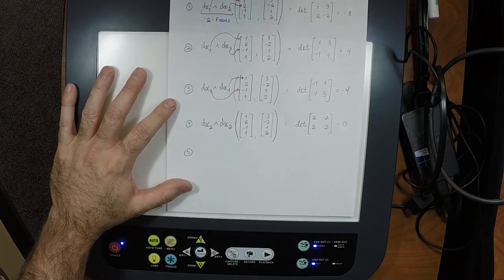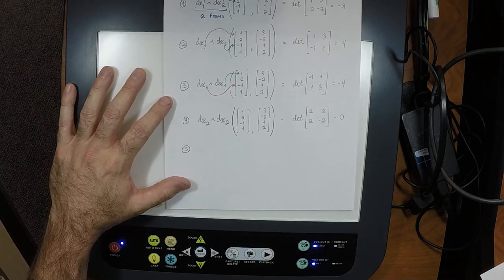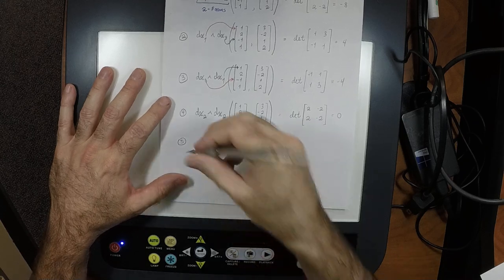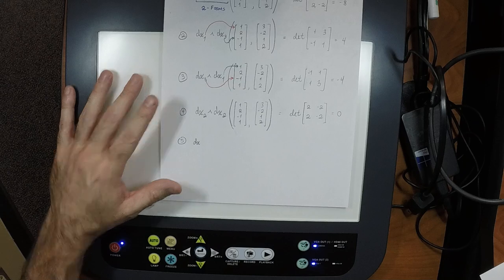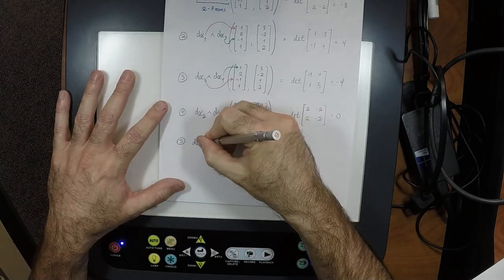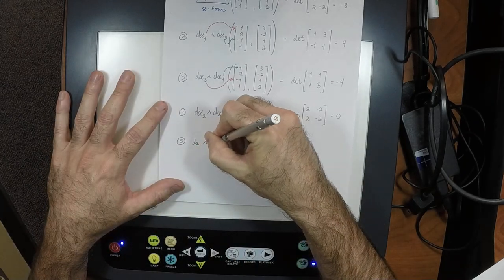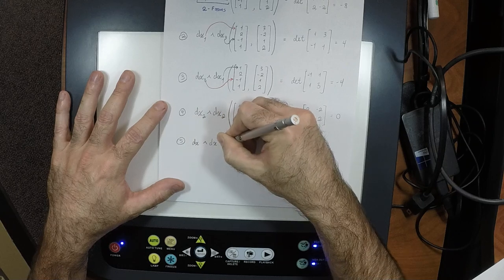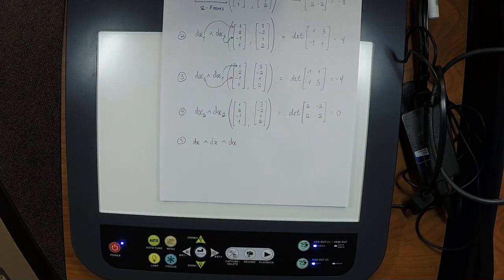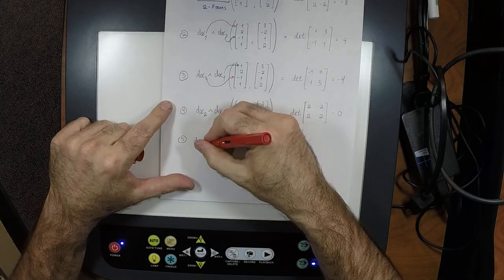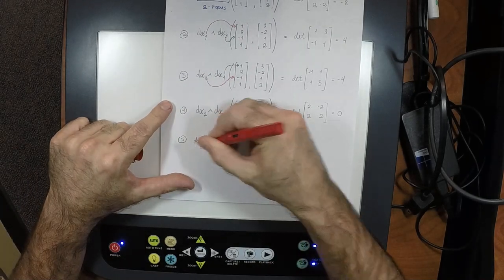So let's think here for a moment. I'm going to write dx, and I'm going to leave the subscript blank for a minute. So dx wedge dx wedge dx, and I'm leaving these slots open for just a moment, because I want you to think about it.